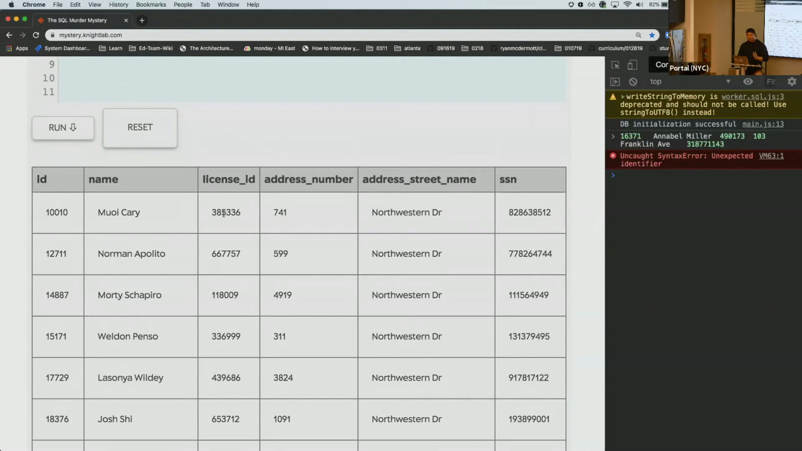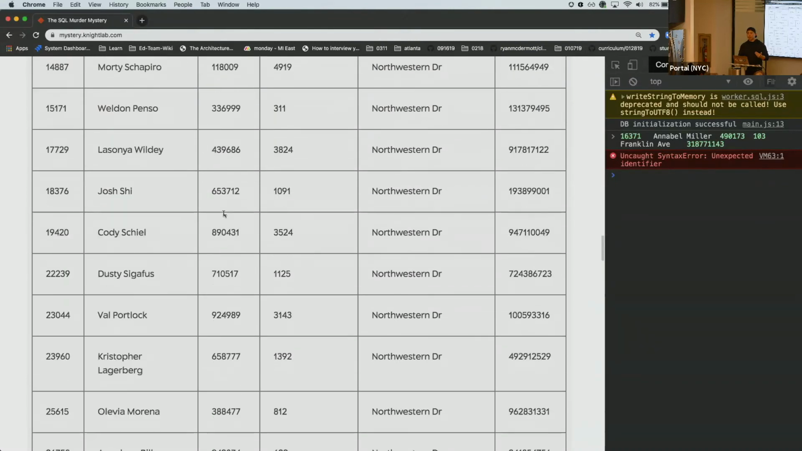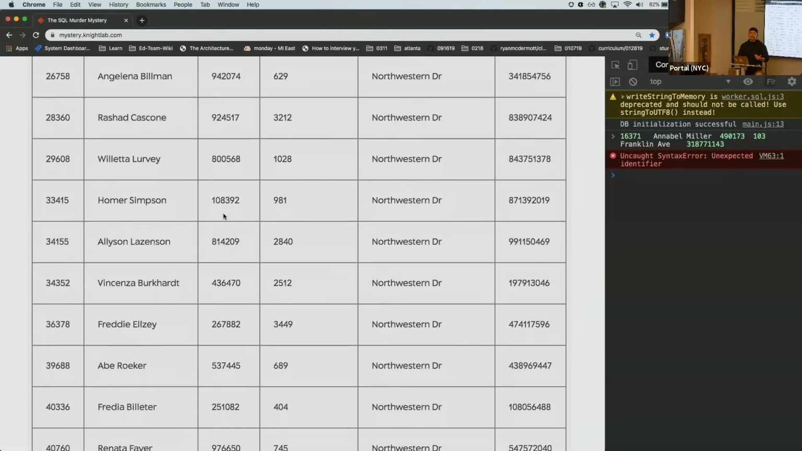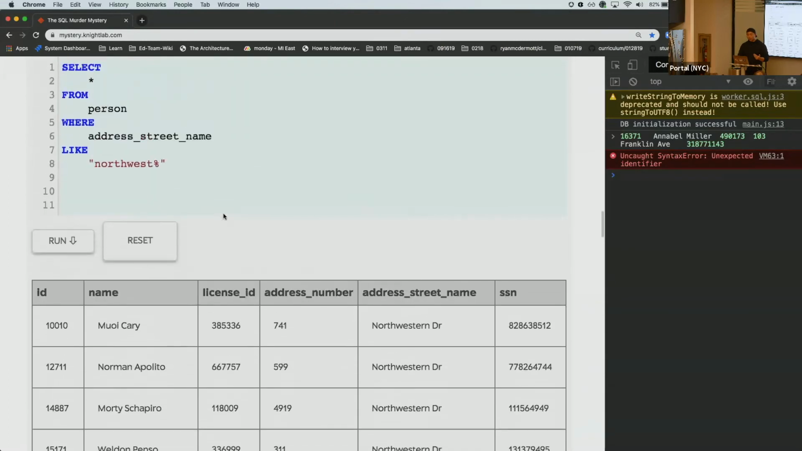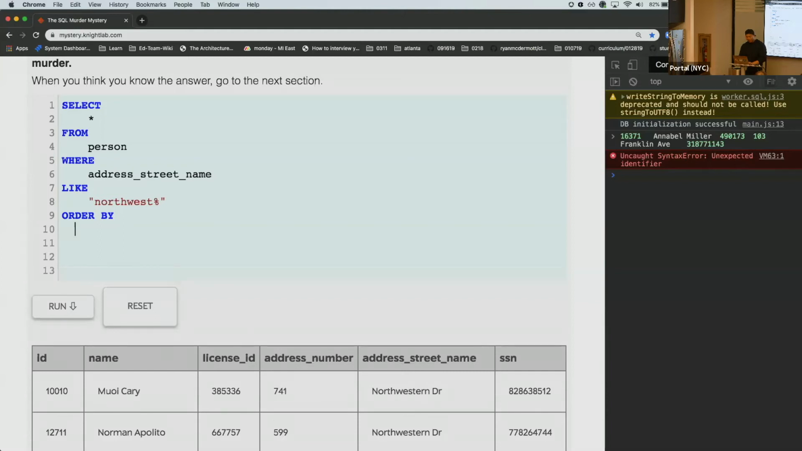What I believe it said was this person lives on the last house on Northwestern Drive. And so I can look through all of this and eventually figure out what the largest number is, but that's a lot of data. There's got to be some way we can order by. Do you guys remember the rest of this? I think it's ORDER BY, and then you tell it the column, address number, and then you have to tell it, do you want it ascending or descending? Does anyone know what the difference is?